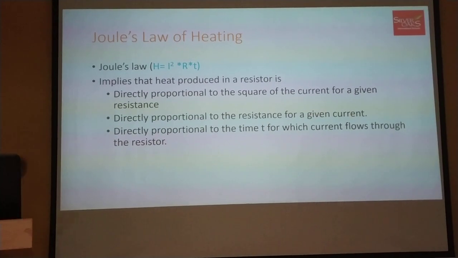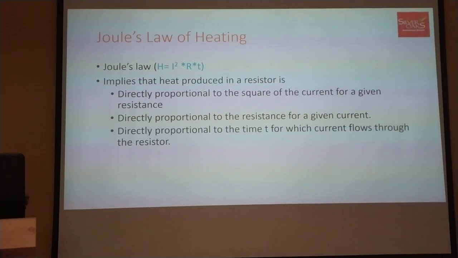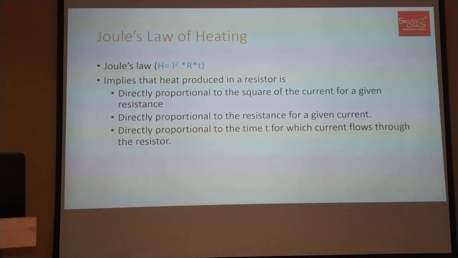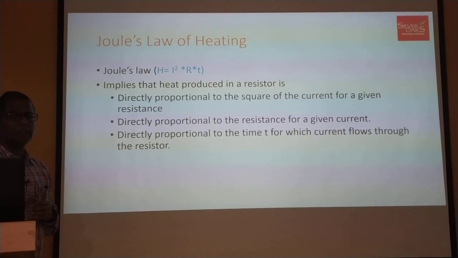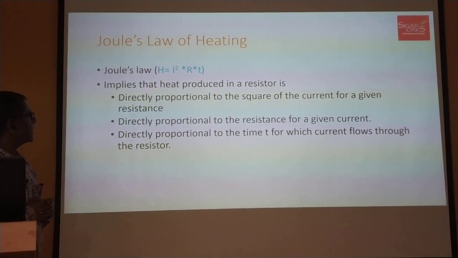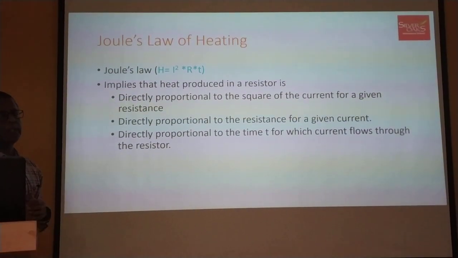So what do we conclude from this equation? It implies that the heat produced in a resistor is directly proportional to the square of the current for a given resistance, because the term is I square.